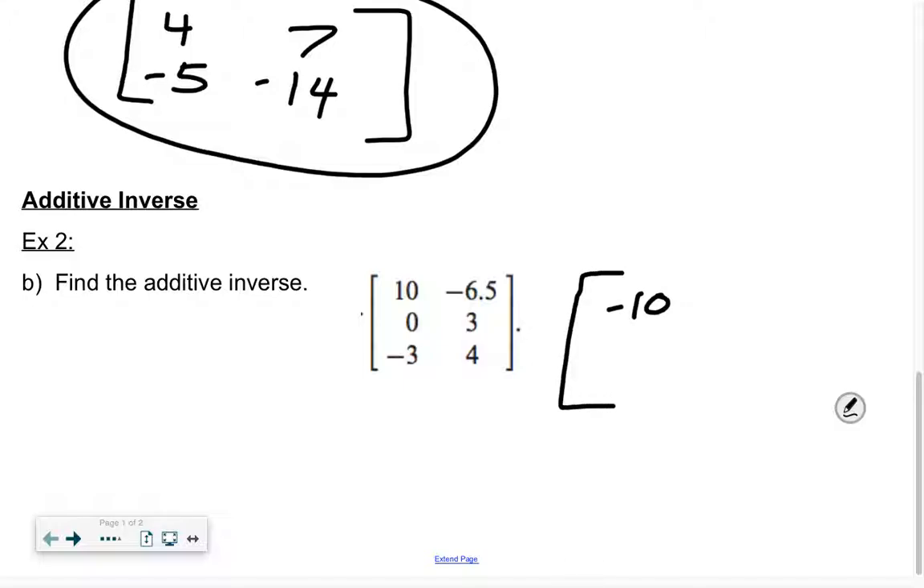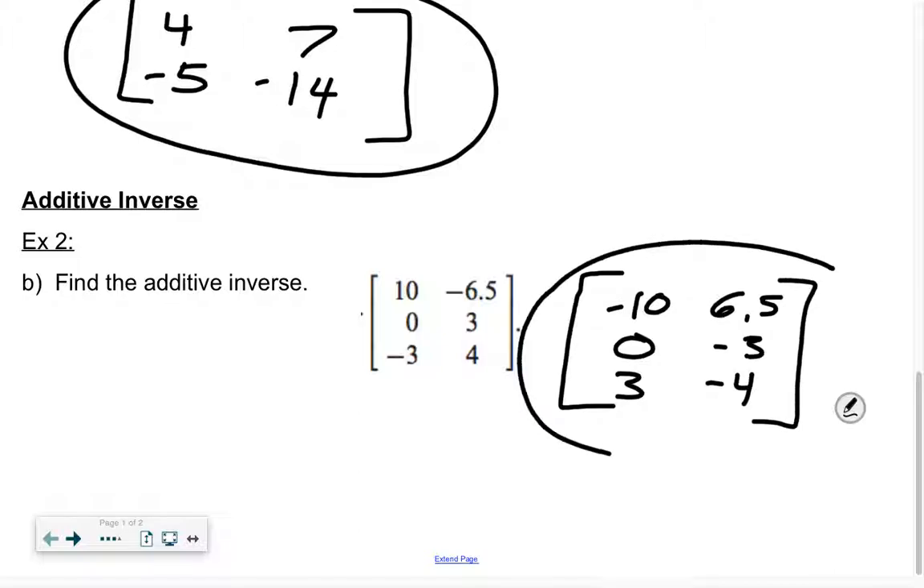-10. What's the opposite of 0? 0. Okay, there is no -0. 3. And what would we get if we added these two together? Let's use our terminology. 0 matrix. Very good. We'd get the 0 matrix where every element is 0.